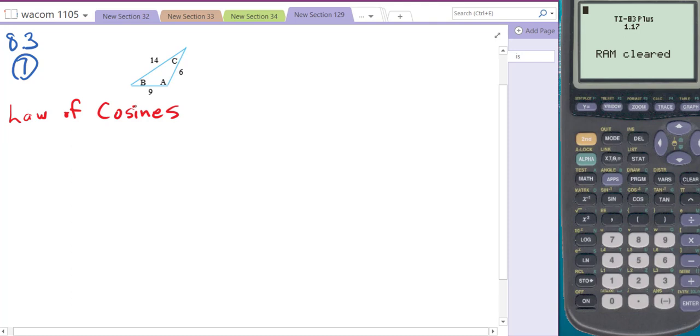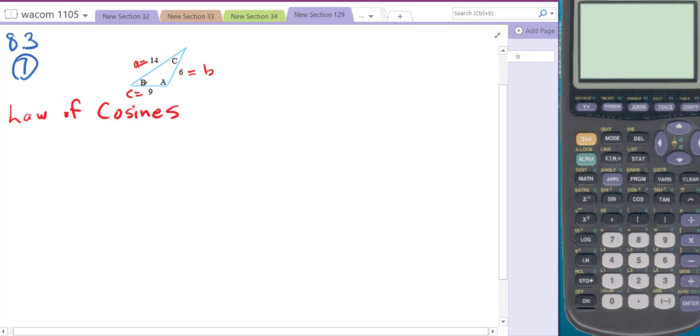I am going to just label real quick. So it will be the opposite side. So this is going to be side B. This will be C. And this will be A. And I'm going to go for the smallest angle. And the smallest angle is going to be opposite the side of 6. So the smallest angle is going to be B. So I'm going to go for angle B.